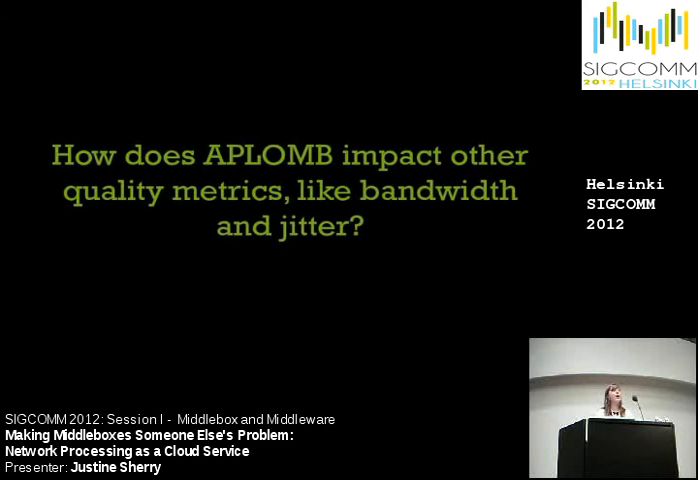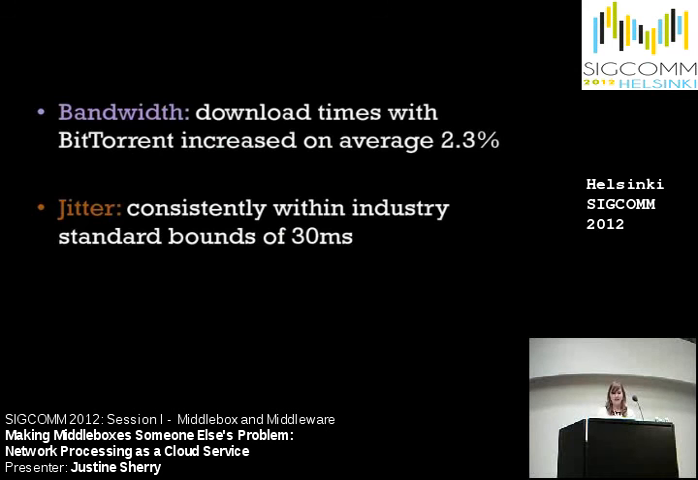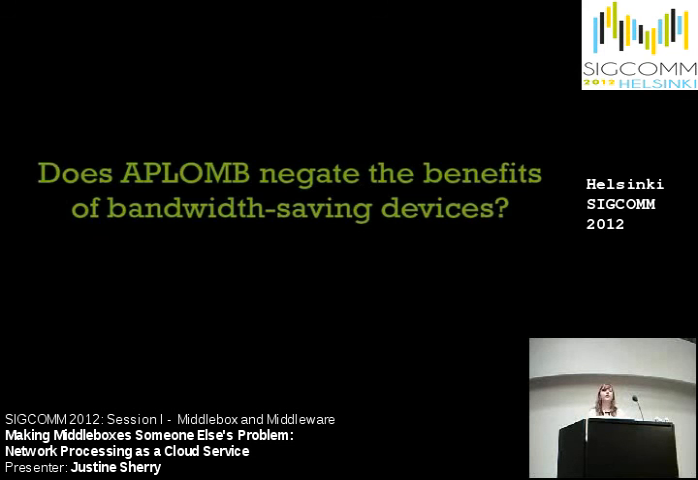So first, bandwidth. We stress tested our implementation by running BitTorrent downloads over APLOMB, and we saw that our download times increased on average only 2.3%. We also ran a number of VoIP calls over APLOMB, and we found that the jitter over these VoIP calls was consistently within industry standard bounds of 30 milliseconds, and that the calls came through quite clearly. So I just walked through 2 questions related to application performance, the quality of the network connection they're going to get over APLOMB. Let's talk about some questions that the administrators care about.